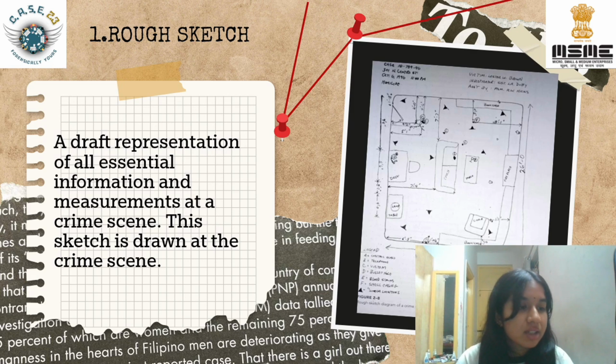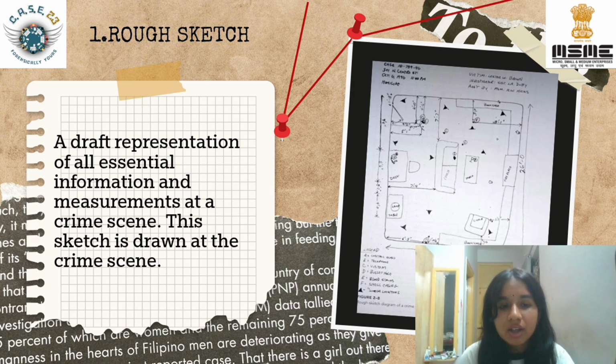All the measurements from the evidence, the locations. Let's say it's an indoor crime scene, where the bed is situated, where the corpus delicti or the dead body is situated in the room, where the fans are located. A rough sketch is something that is done in the initial part of the crime scene investigation, where the sketching artist is in the crime scene and he or she draws the sketch in the crime scene itself. It is an on-site drawing.